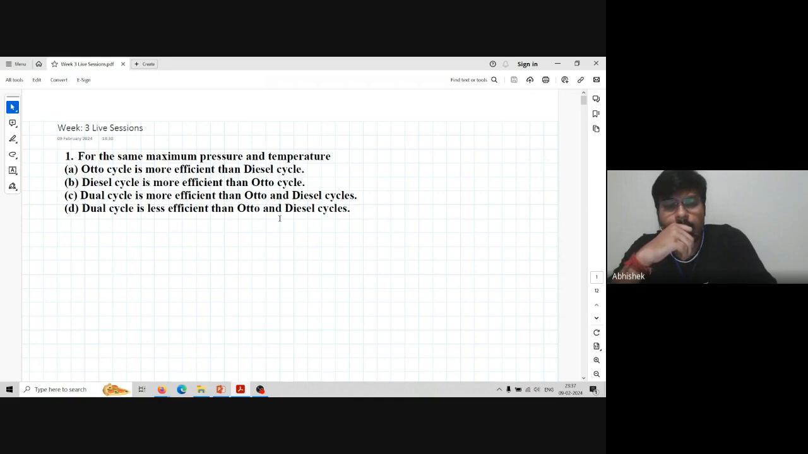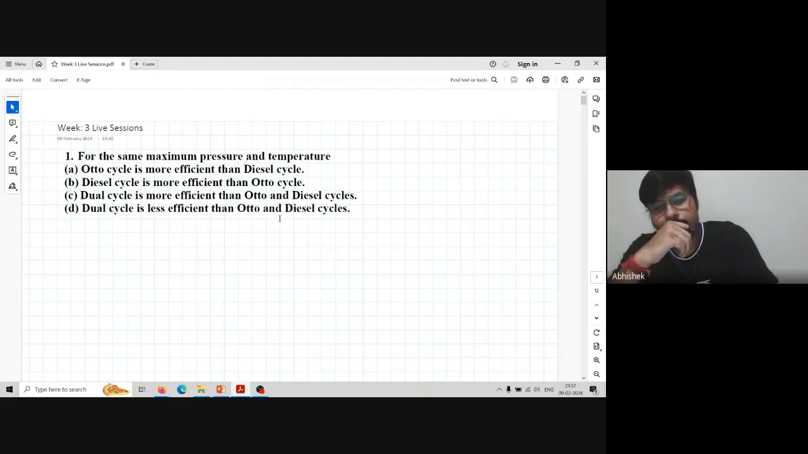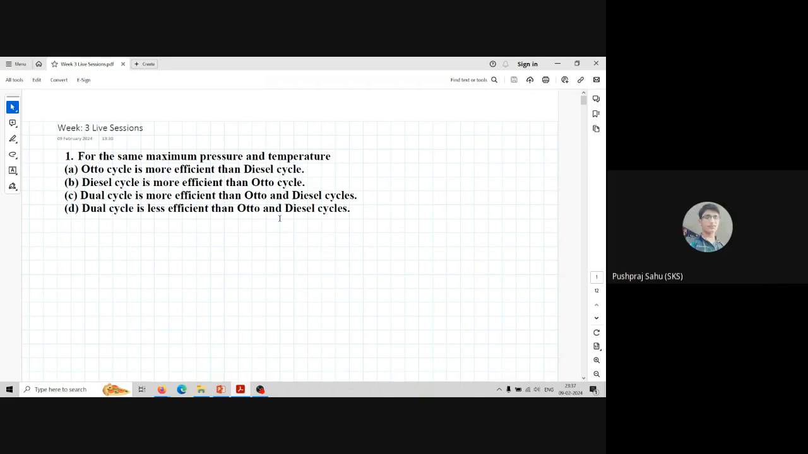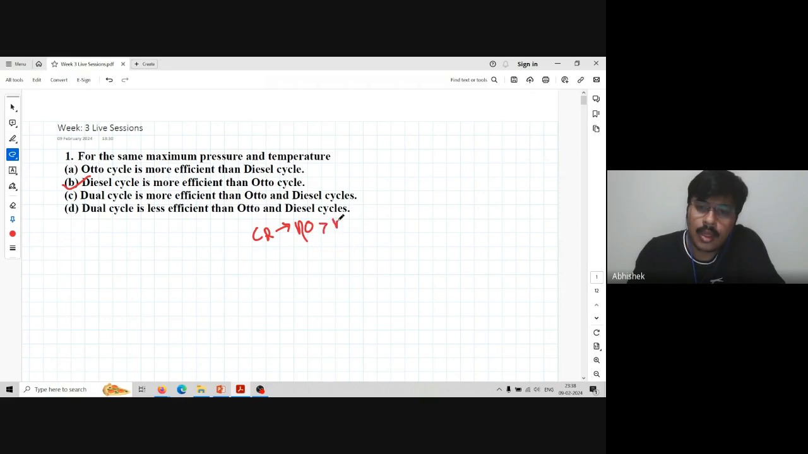Otto cycle, sir? Or same maximum pressure. The compression ratio is higher for the diesel cycle, so diesel is more efficient than Otto. So the answer is diesel. Because if the compression ratio was constant, then the efficiency of Otto would have been higher than the efficiency of the diesel cycle.